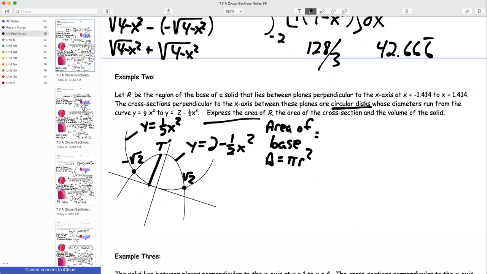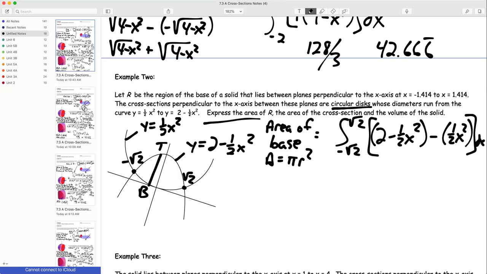I need top minus the bottom for the area of the base. So the area of the base is going to be the integral from negative square root of 2 to positive square root of 2 of my top equation, 2 minus 1/2 x squared, minus the bottom equation, 1/2 x squared, with respect to x. I don't have to evaluate it, but I'm just going to clean it up a little bit. I've got a negative 1/2 x squared and another negative 1/2 x squared, which gives me a negative 1 x squared when I collect the terms. So I've got the integral of 2 minus 1 x squared dx, and that will give me the area of the base.